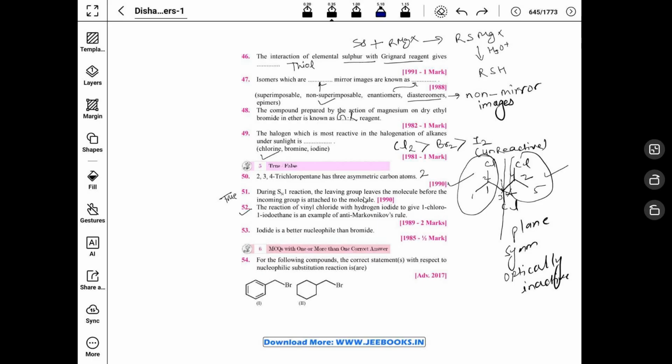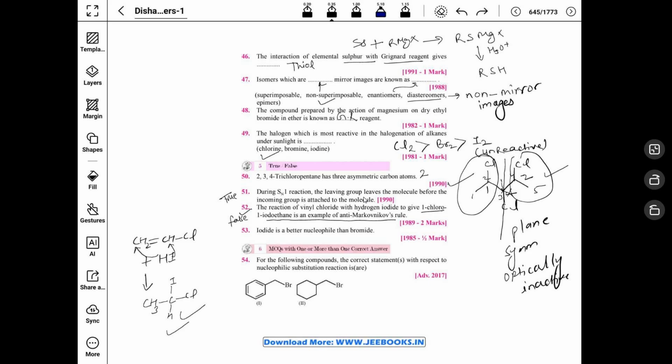Question 52. The reaction of vinyl chloride with hydrogen iodide to give 1-chloro-1-iodoethane is an example of anti-Markovnikov's rule. This is the structure of vinyl chloride reacting with hydrogen iodide. According to Markovnikov's rule, hydrogen should go to the carbon having more hydrogen atoms and iodide goes to the other double-bonded carbon. So this is the product according to Markovnikov's rule. So is 1-chloro-1-iodoethane an example of anti-Markovnikov's rule? No, this is a false statement. This is 1-iodo-1-chloroethane, so therefore, this follows Markovnikov's rule, not anti-Markovnikov's rule.